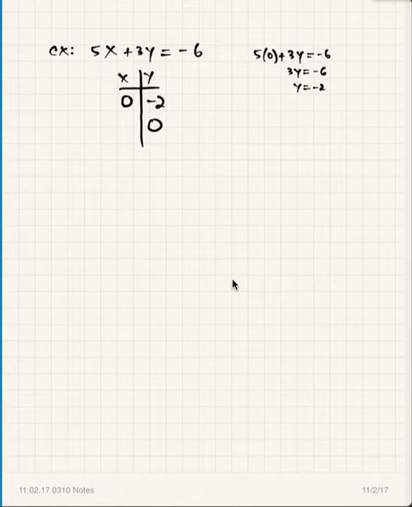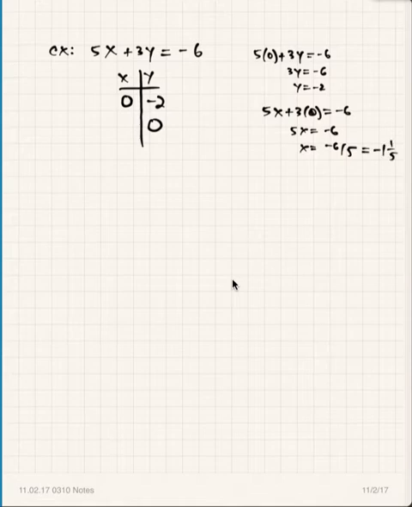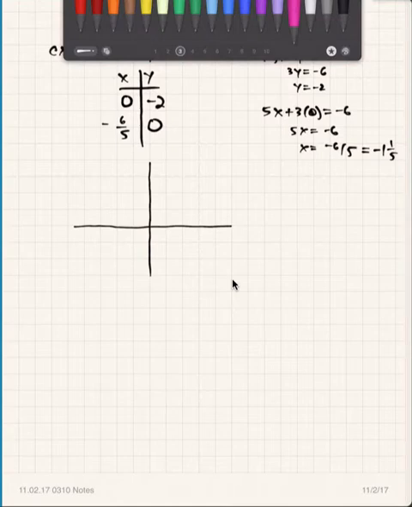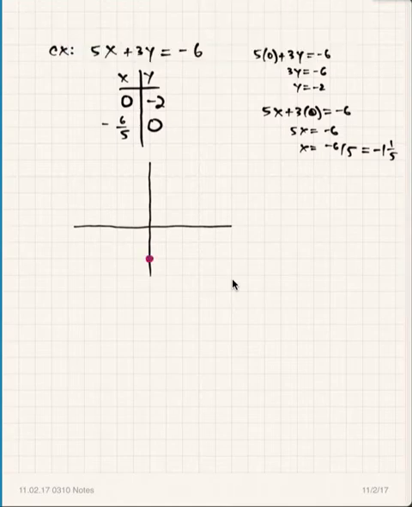And then when you use 0 for y, so now I'm substituting a y value in, and that's 0 right there. And so you get 5x equals negative 6, or x is negative 6/5, which is negative 1 1/5. And so you get these 2 points. If the graph is a line, and it's a linear equation, so we know its graph is a line, we could get by with just those 2 points. 0, negative 2 is here, and negative 6/5 is about right here. And so there's our line.